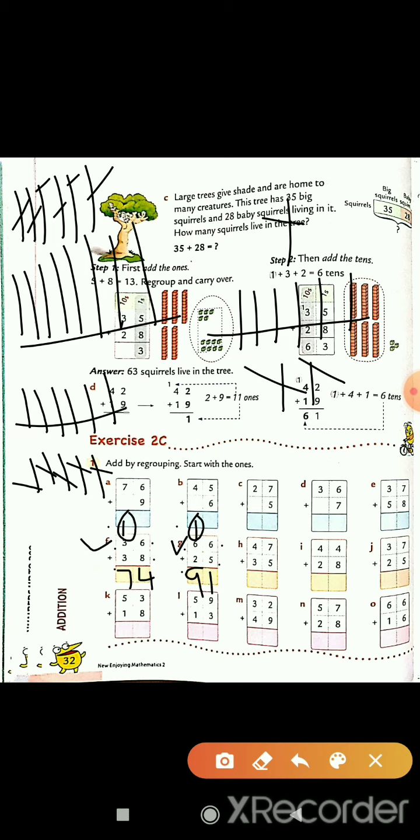Got it students? Now rest of the sums, that is H, I, J, K, L, M, N, O. This is your homework. You will do all these sums in your textbook only. Clear students? Whichever method you find easier for counting, you can do with that method. Whenever our school will reopen, I will check whether you have done this homework or not. Clear students?